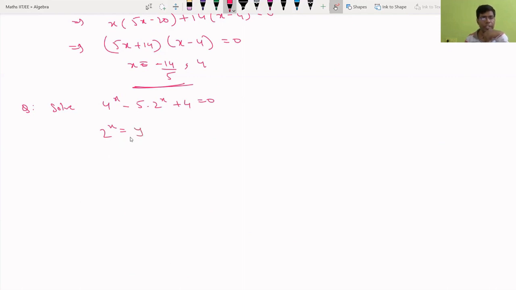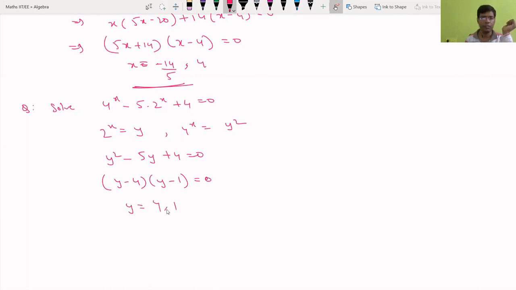So what happens when we take 2 power x is equal to y? My 4 power x will be equal to y square. Yes, because 4 is equal to 2 square. So this will be equal to y square. So this equation gets reduced to y square minus 5y plus 4 is equal to 0, which is nothing but y minus 4, y minus 1 is equal to 0. That is y is equal to 4 and 1.